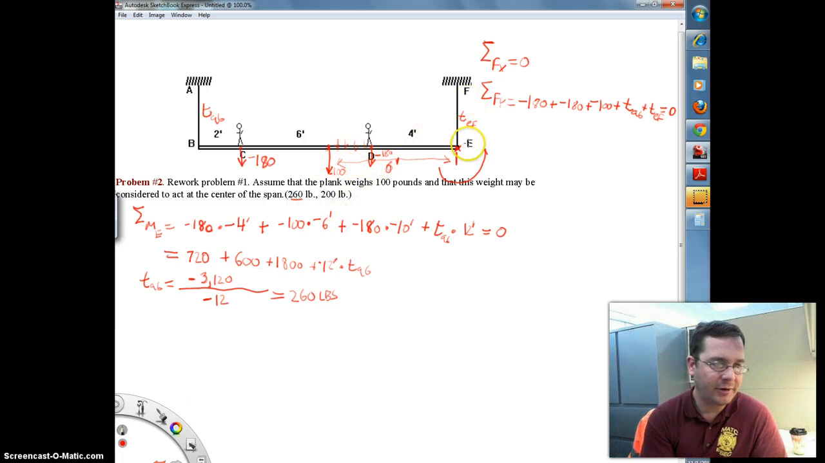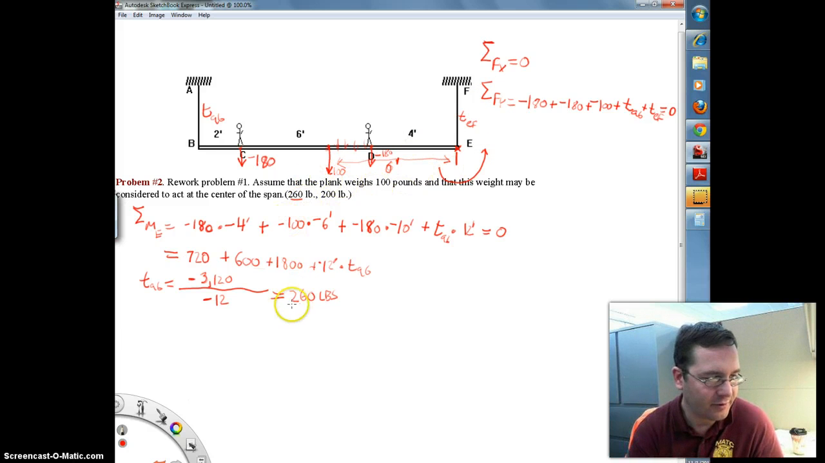Now, tension in wire rope EF, well, what do we know? One of the things we know is that basically the sum of the tensions in the two wire ropes, that is to say tension AB plus tension EF, must equal the opposite of all these weights. So if we think about these weights, we have 180 and 180 is 360, and another 100 is 460. From that 460, we subtract out the tension in wire rope AB, which is 260, and what remains for tension for wire rope EF is 200 pounds.